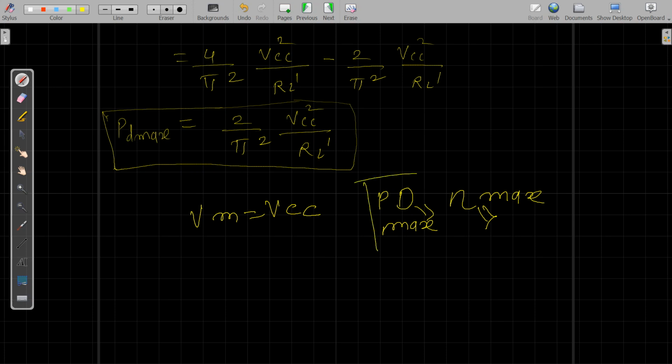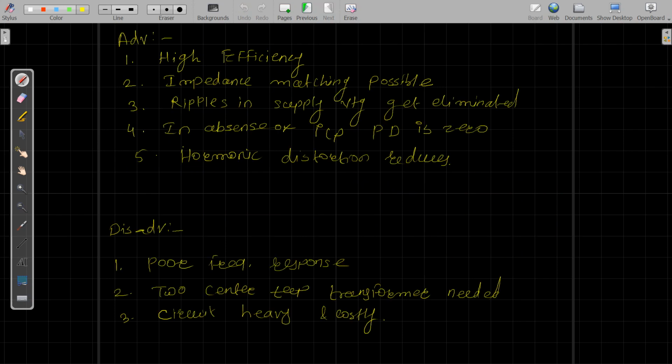So the point to be noted here is, in case of class B power amplifier, both power dissipation and efficiency will not be maximum simultaneously. They have an inverse relation. If you want power dissipation maximum, your efficiency should be minimum, and vice versa. With this analysis, we are going to conclude the class B power amplifier with its advantages and disadvantages.